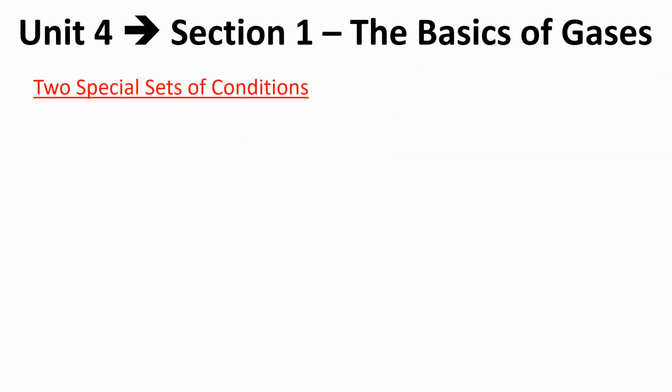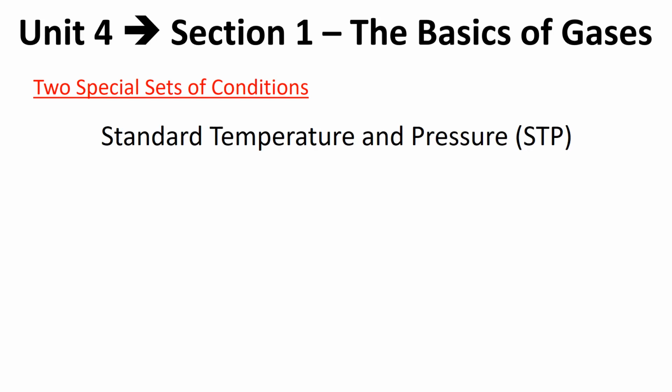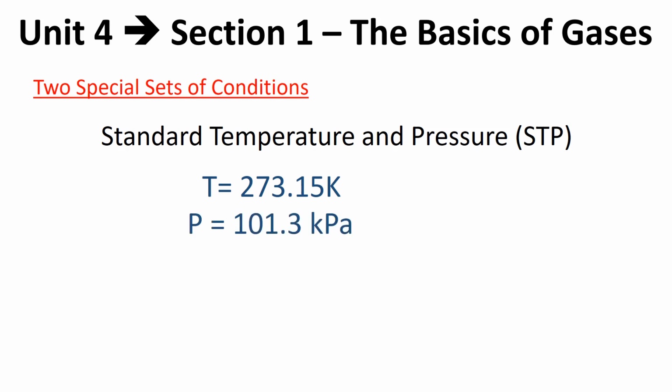Two special sets of conditions. I'm going to refer to these sets of conditions. They were created by scientists just to make some questions easier. The first one we're looking at is called the standard temperature and pressure, or STP. If I say a question is at STP, you know two things. You know the temperature we're talking about is 273.15 kelvins, and our pressure is 101.3 kilopascals. So again, if I say a question is at STP, you automatically know these two values.